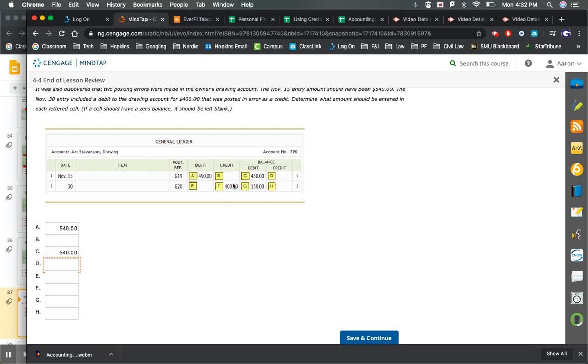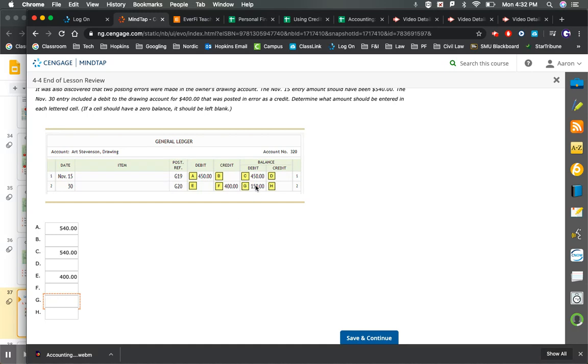Box E, we said this was recorded as a credit when it should have been recorded as a debit, so in box D, we should actually have $400 there. Oops. Not in D. Let's post it in its correct box, E, so we should have it underneath E. So box E should say 400. Box F should be 0.